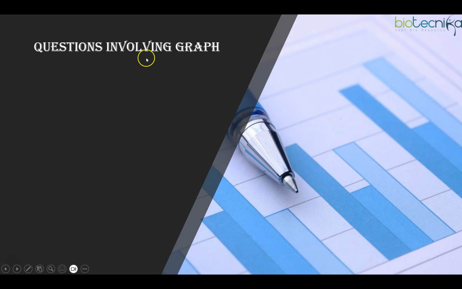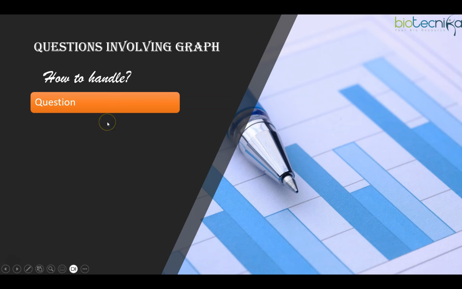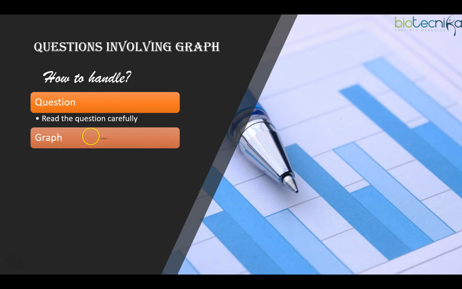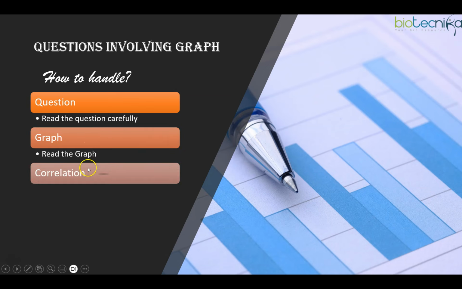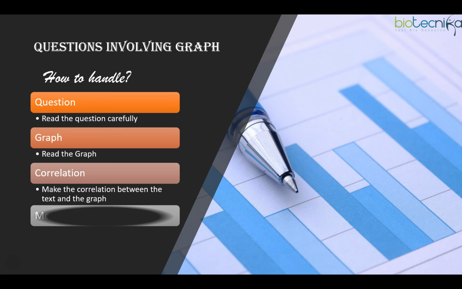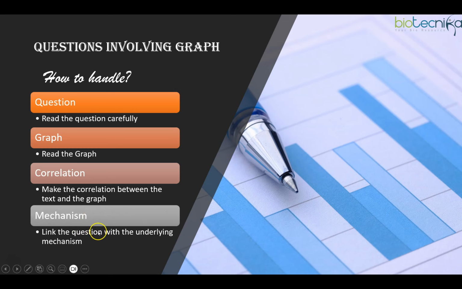Okay. Next type of question is questions involving graphs. How to handle such questions? You have to look at the question properly. When it includes a graph, as I told you, just see the x-axis and y-axis, that is, read the graph properly. Correlate the text and the graph. Sometimes when such questions come, we tend to ignore the text which is written. So first see what they have asked in the question, and then analyze the mechanism. You have to link the question with the mechanism by which you can solve it.